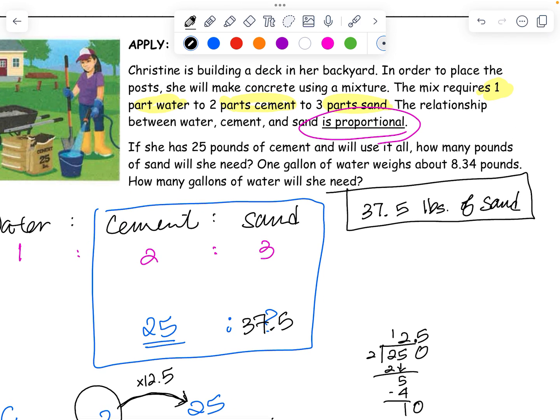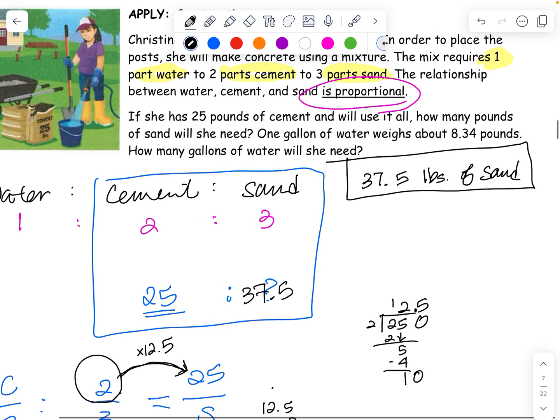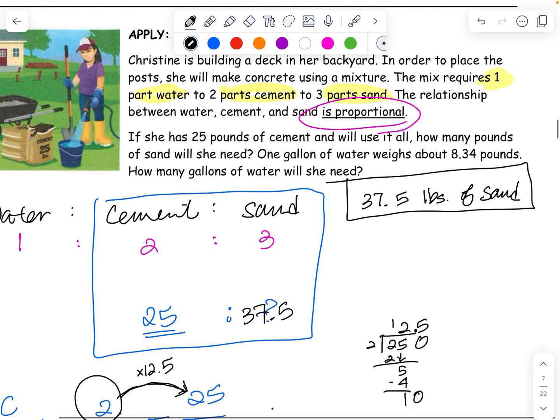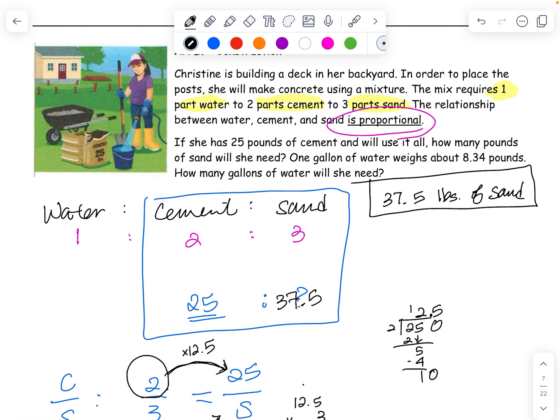Then it said if she had 25 pounds of cement, and we get ready to answer the question, we're not going to answer the last part of the question. So that brings us to the end of the lesson for today.